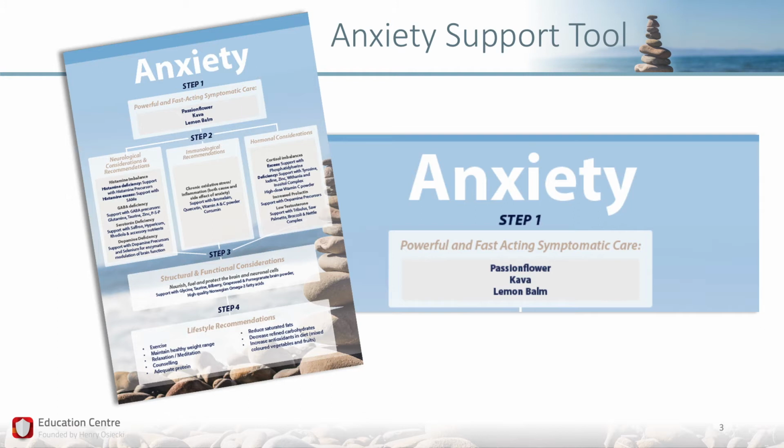Step two starts to delve into some of the different levels of this. If you look at the left-hand side of the diagram in step two, the neurological considerations and recommendations, this is where the steps start to go a little bit deeper into various neurotransmitters. The neurotransmitter approach to anxiety is a very important one, and you can get remarkable therapeutic benefits in patients.